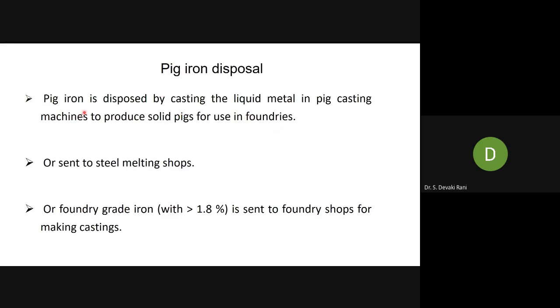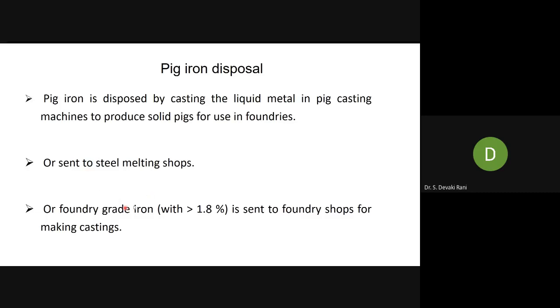Once the pig iron is produced, what are the methods of disposal of pig iron? Pig iron is disposed by casting the liquid metal into pig casting machines to produce solid pigs for use in foundries. When the pig iron is in the liquid condition, we call it hot metal. When it is solidified, we call it pigs. Suppose the pig iron is not cast and is in the liquid condition, we call it hot metal. In the blast furnace, liquid iron is called hot metal.